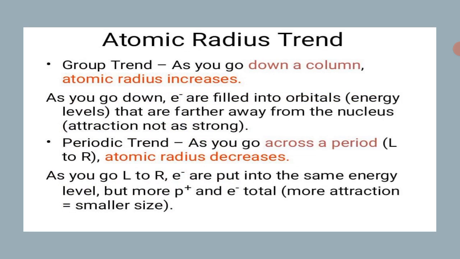In the periodic trend, as we go across a period, that is from left to right, atomic radius decreases. As we go from left to right, electrons are put into the same energy level, but there are more protons and electrons in total, so there is more attraction and a smaller size.